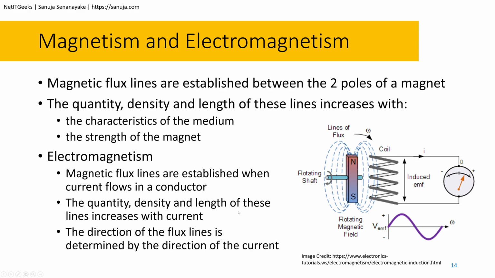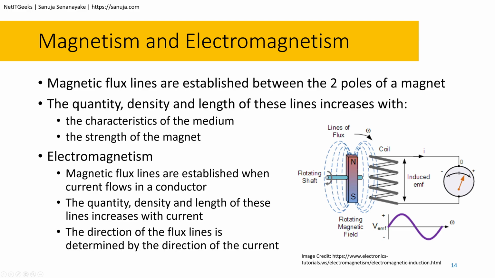So if you have a higher current flow, if you have a circuit with a coil like this, and you increase the I, the current flow, the magnetic field significantly increases. So the density and the length of this magnetic flux are going to increase in the electromagnetism as the I, the current flow, increases.